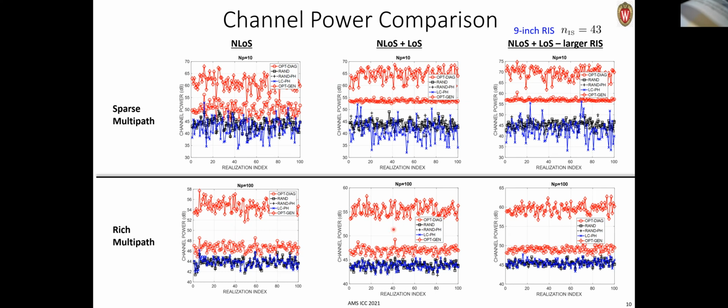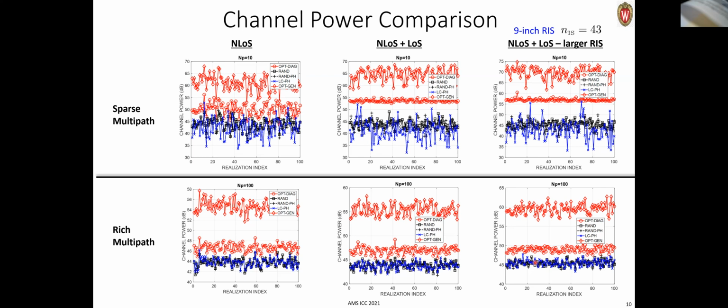And if you go to rich multipath, we see the same trend. All the optimum powers go a little bit down because of the richer multipath. And if you increase the size of the RIS, all we see is the increase in the powers for all of them. So even the low complexity phase only design, and then in particular the optimum designs. And again, if you go to the richer scenario, the relative powers go down.